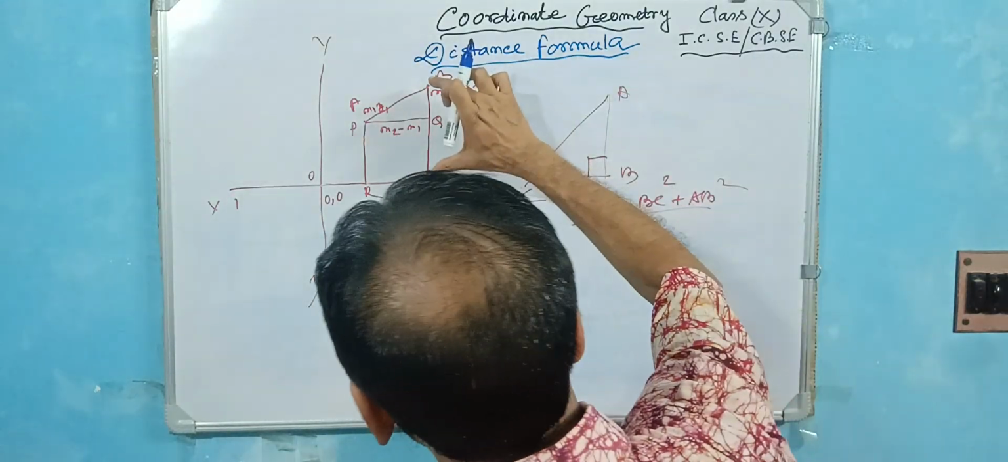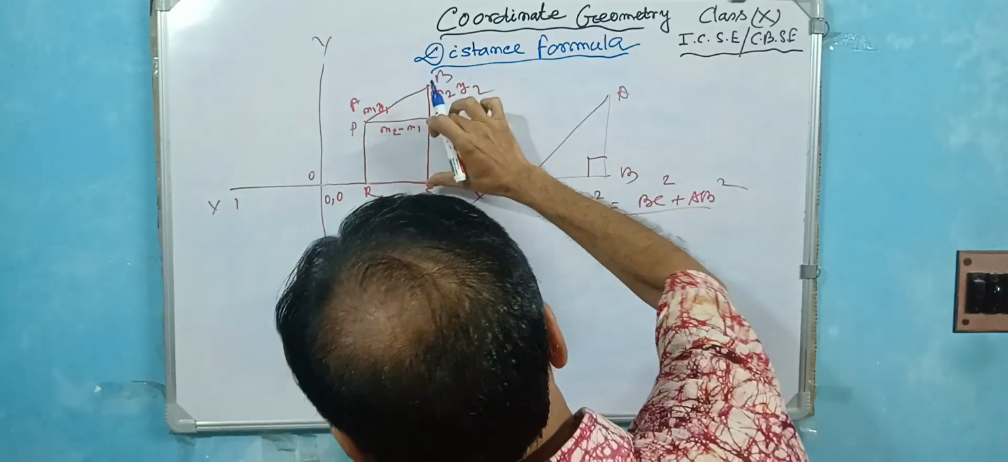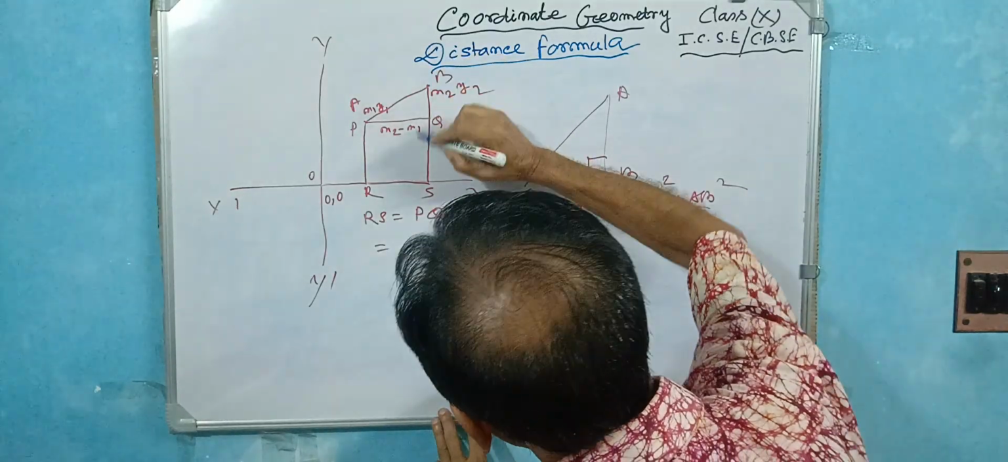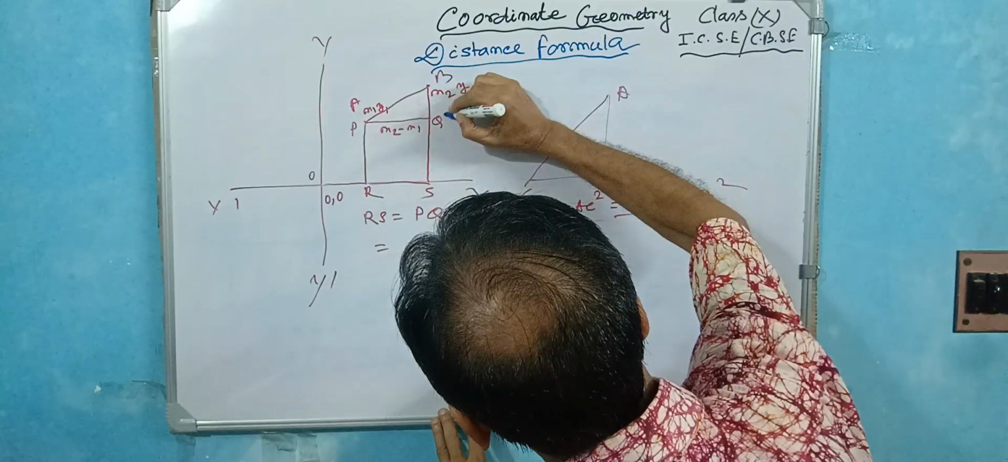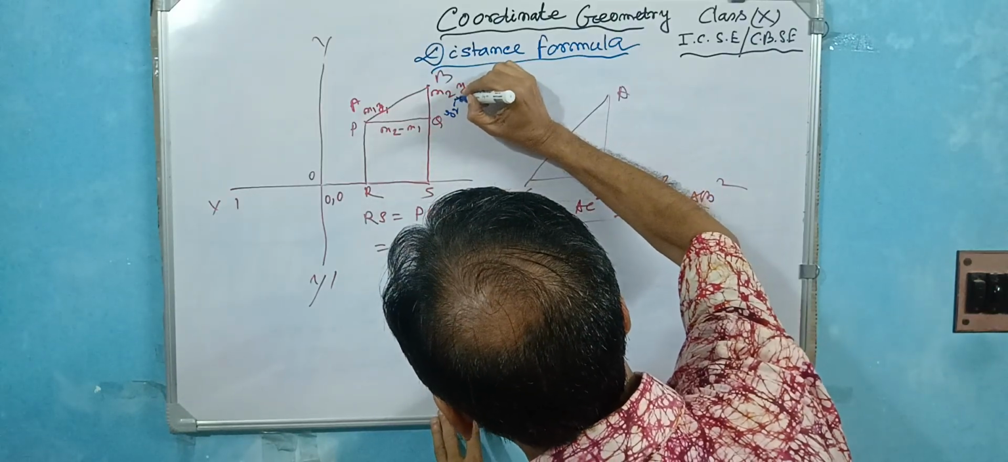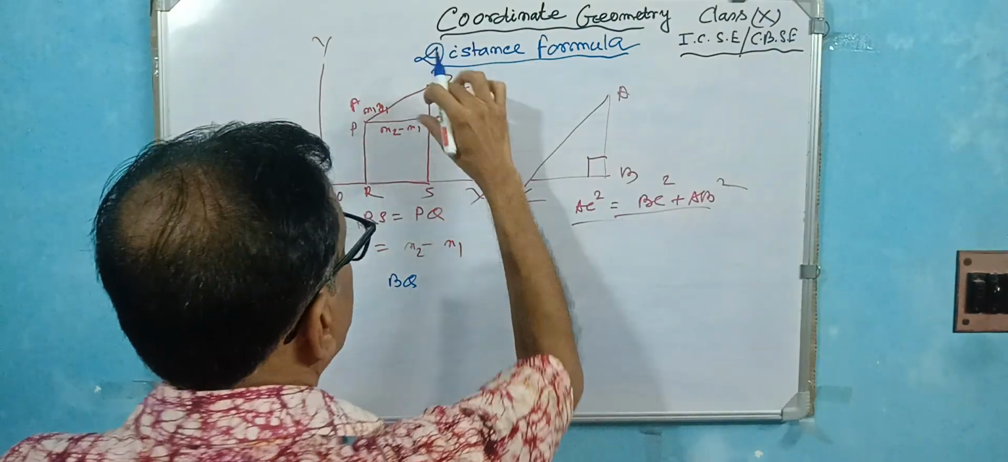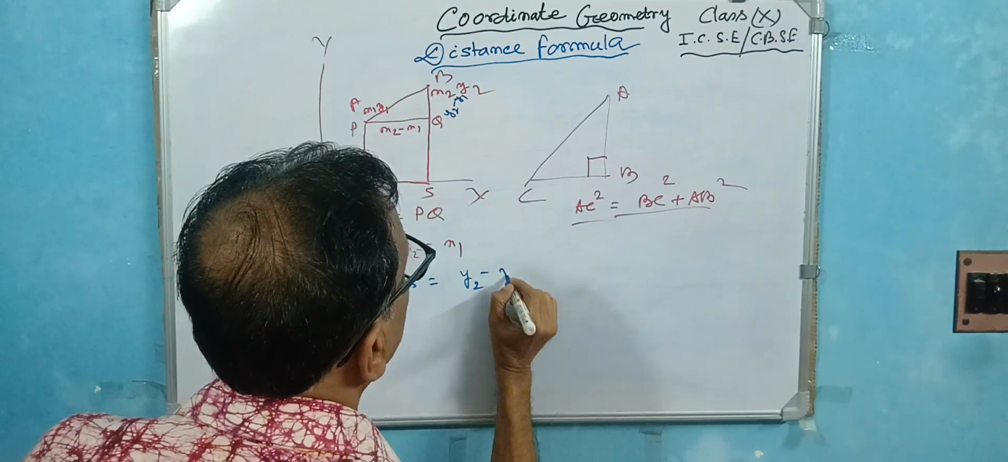Okay, now from here to here this is y2, and from here to here this is y1. So what is the value of this? This is y2 minus y1. That means BQ is equal to y2 minus y1.